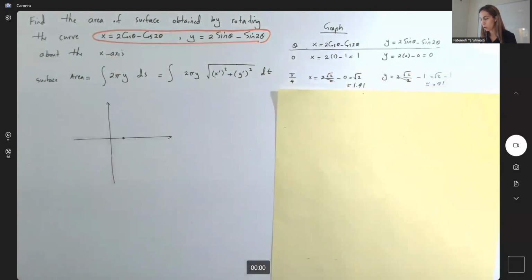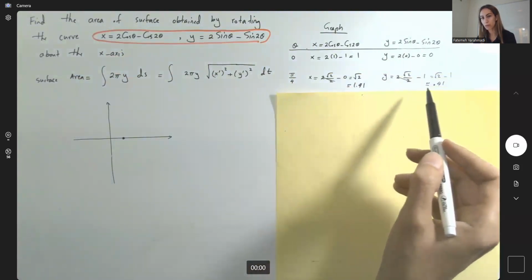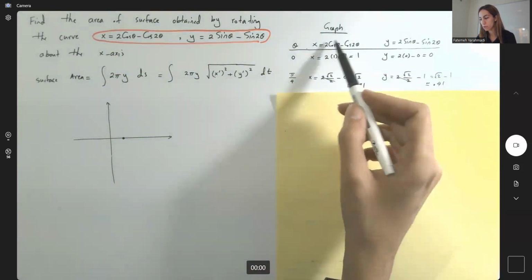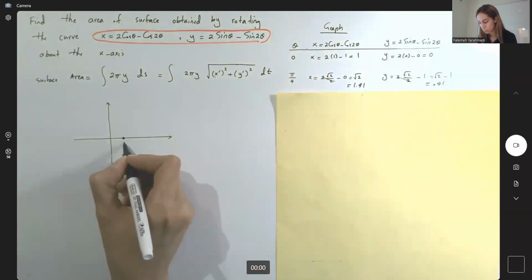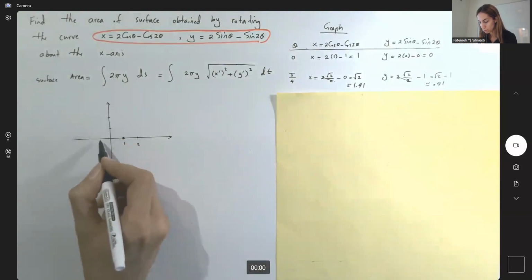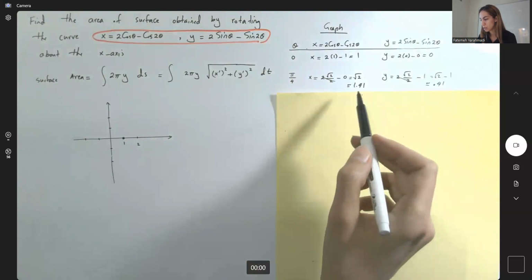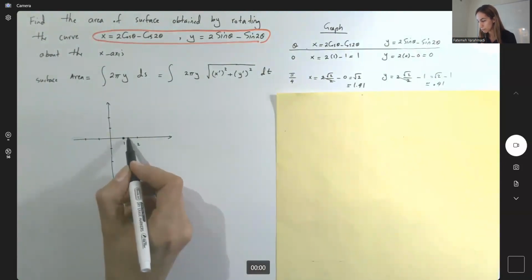What if I plug in pi over 4? If I plug in pi over 4, my x becomes about 1.41 and my y is 0.41. I just plug pi over 4 here and here to find my x and y. So this is my 1, this is my 2, 1 and 2, negative 1, negative 2, just to scale it a little bit. So my x is 1.41 and my y is 0.41, just about here.